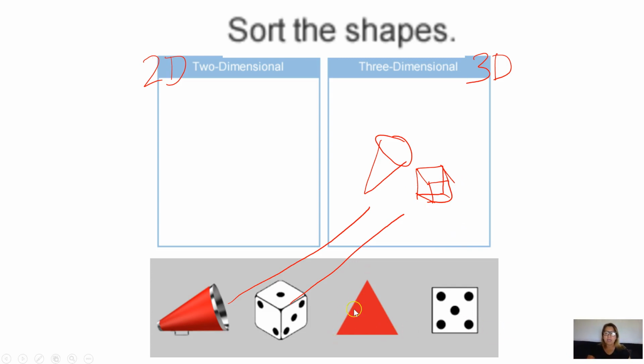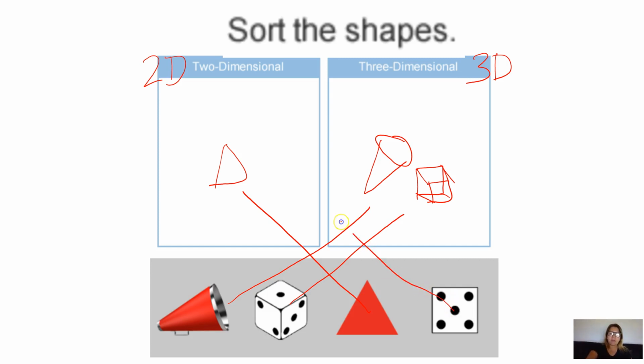Next, we have a triangle. Okay, a triangle. This is a flat shape, so it is a two-dimensional shape or a 2D. Okay, it's just a triangle. You cannot hold a triangle, just a drawing on your hand like that. It is flat. It does not stand up on its own, in other words.